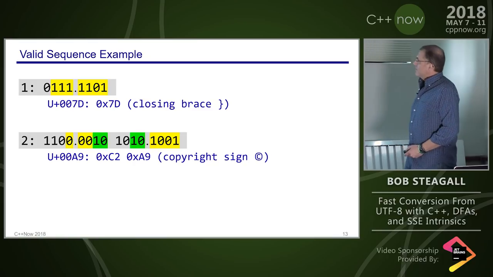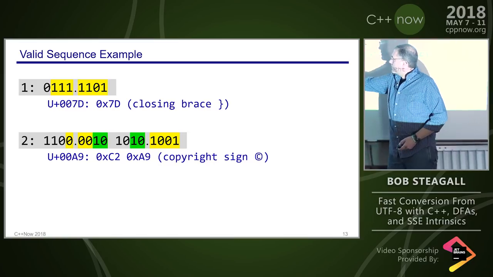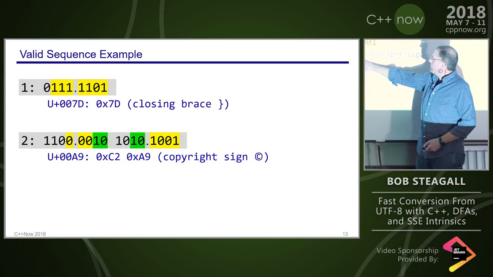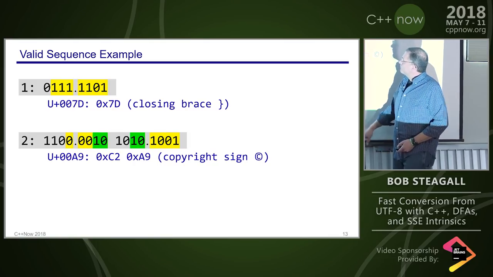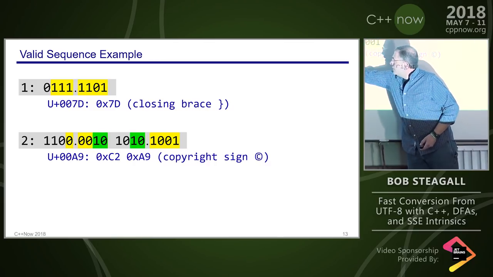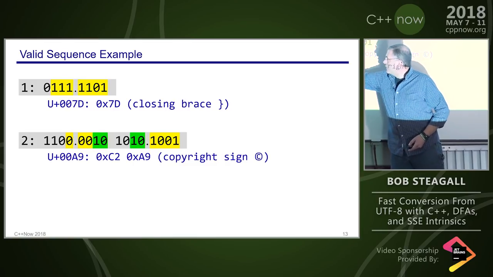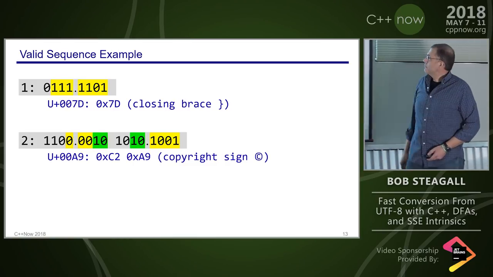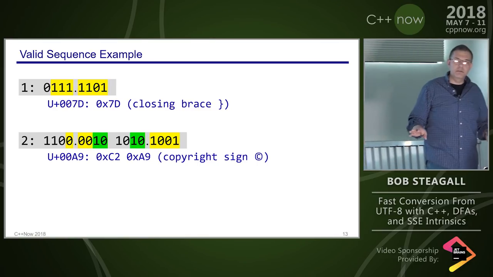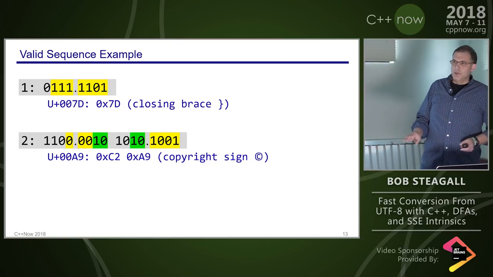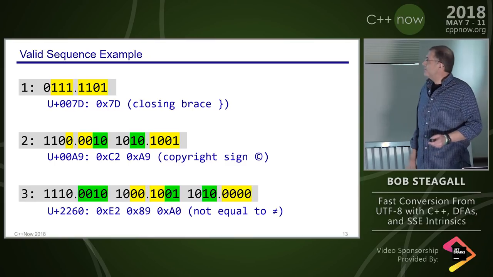All right, let's look at another sequence. Our code point is hex A9, which is encoded as C2 and A9, which turns out to be the copyright symbol. So, A9: 1010 is A, 1001 is 9. That's how the bits for that code point are encoded into those 2 bytes. Does that make sense? Okay, in the absence of complaints, I will think that it does.